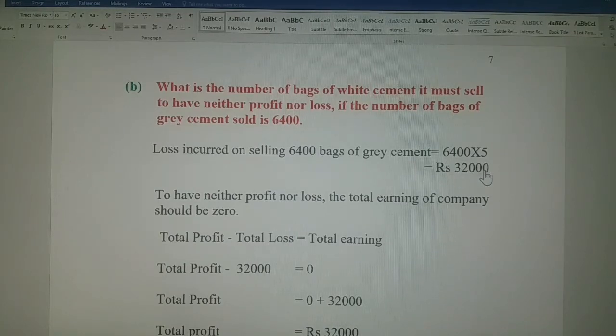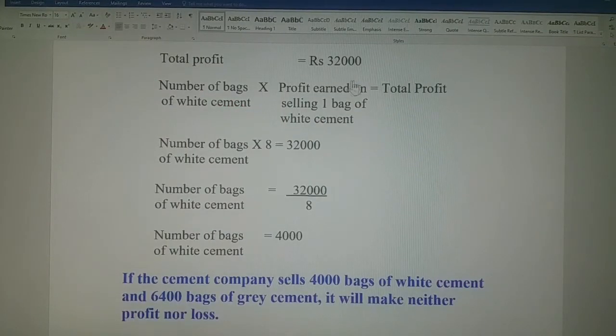So if the company is earning a profit of 32,000 and then the company is also having a loss of 32,000, automatically whatever money they have earned will be lost because of incurring a loss. So total profit minus total loss will be 0. So the total profit should be 32,000, then only their earning will be 0 because they have already incurred a loss of 32,000. We have to find out the number of bags of white cement which the company is selling.